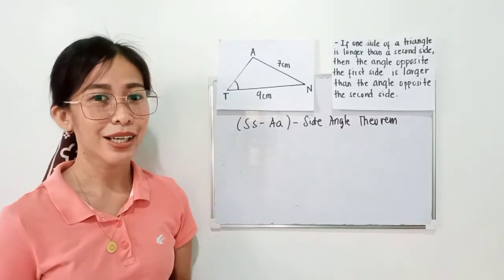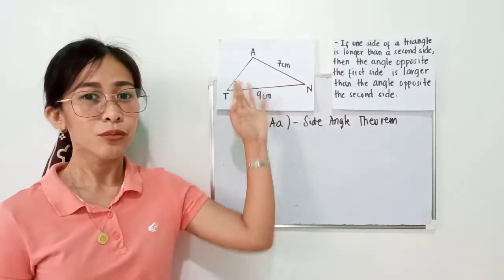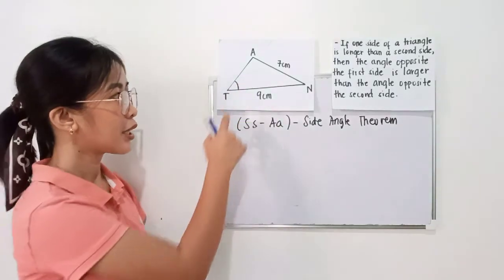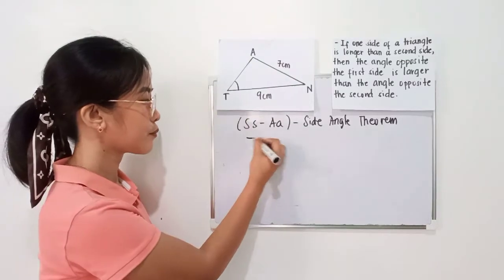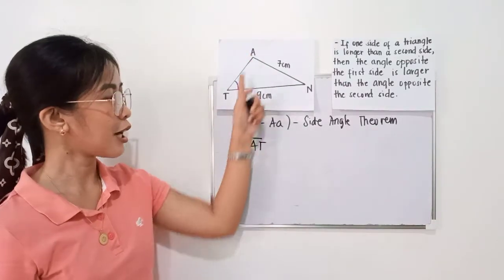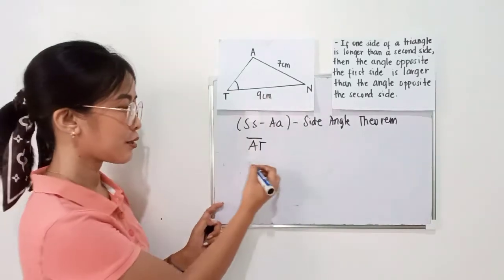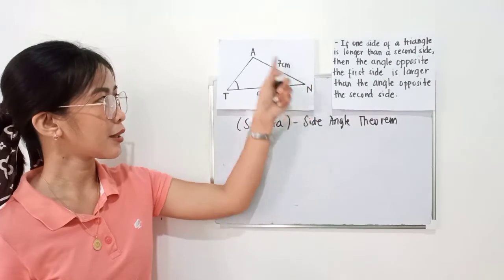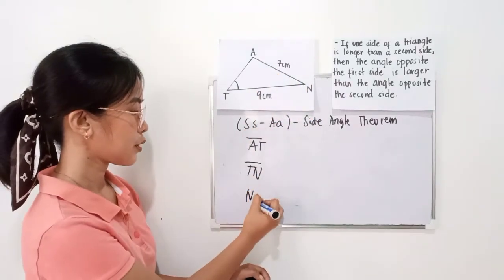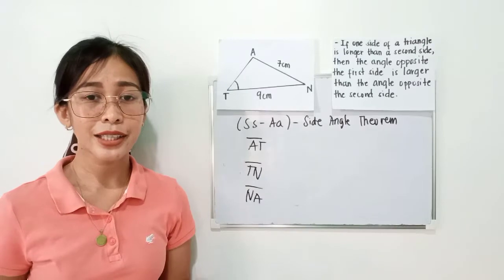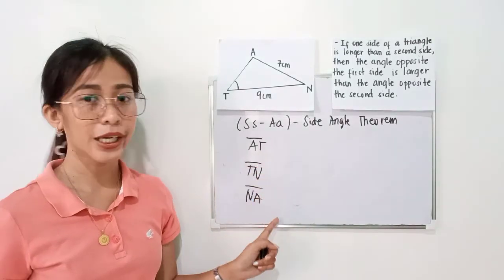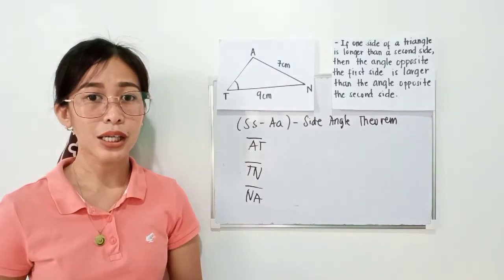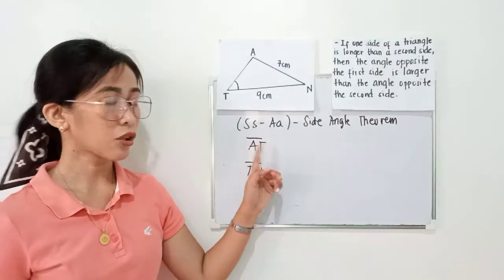The first thing we will do is identify the sides of this triangle. Alright? So, we have side AT. We also have side TN. And of course, the third side, which is NA. Now, let's identify the opposite angles of these sides. Okay? What do we mean by opposite angle? These are the angles that are across from these sides.